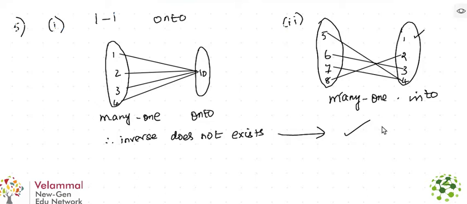So when a function is given to you, you just need to check whether it is one-one and onto. If both are there, the inverse exists. If not, the inverse does not exist.